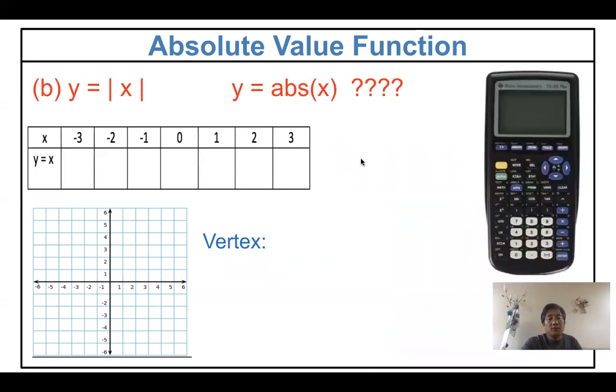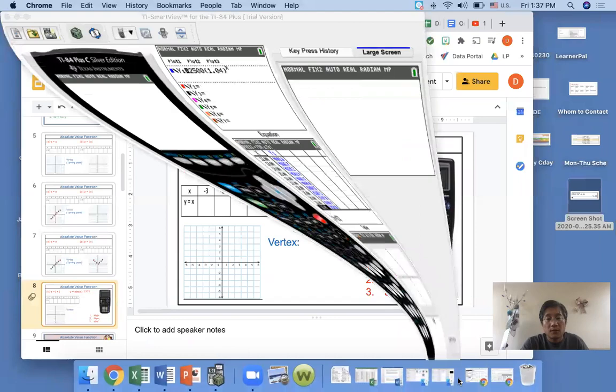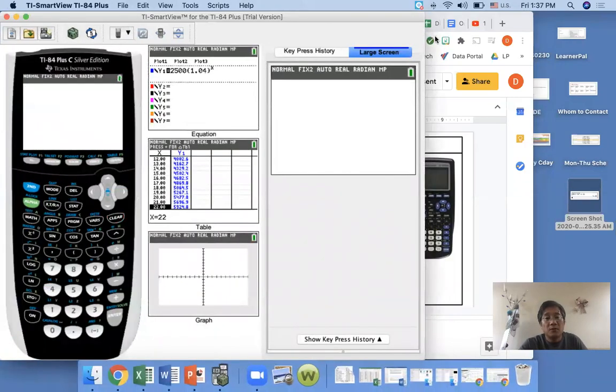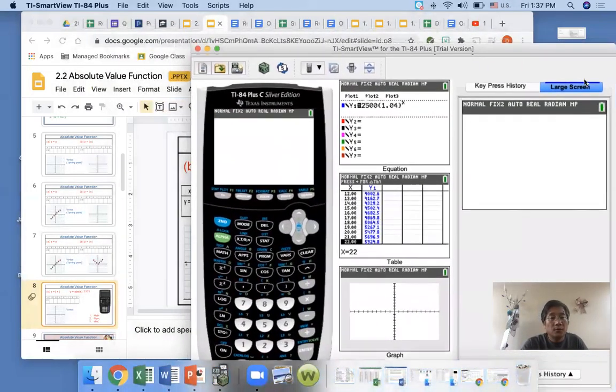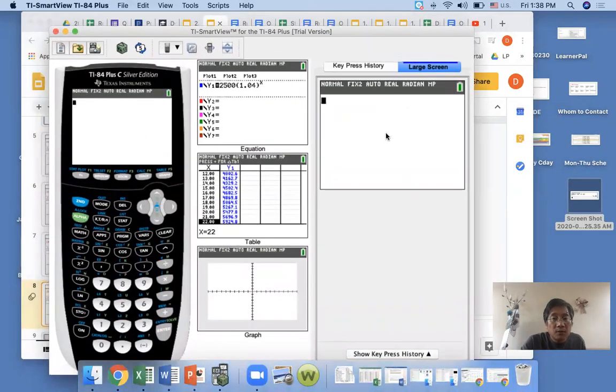So now, how do you put it into the calculator? And what is the vertex? So let's try in the calculator. Instead of here, I will go to the actual calculator and show you. So now look at this calculator. Where is the absolute value sign to put y equals absolute value x? Can you find it? No, you cannot find it here, but you should go to math. Do you see the math button here? Yes, go to the math.